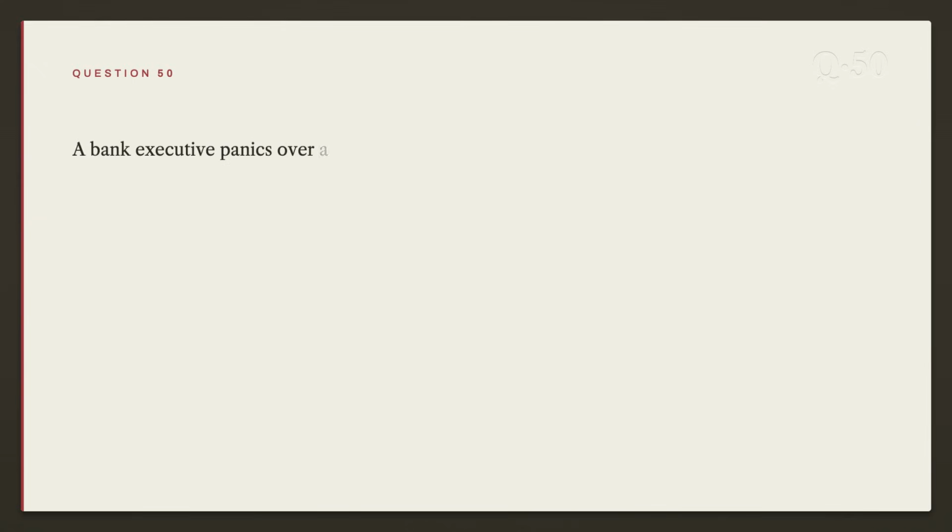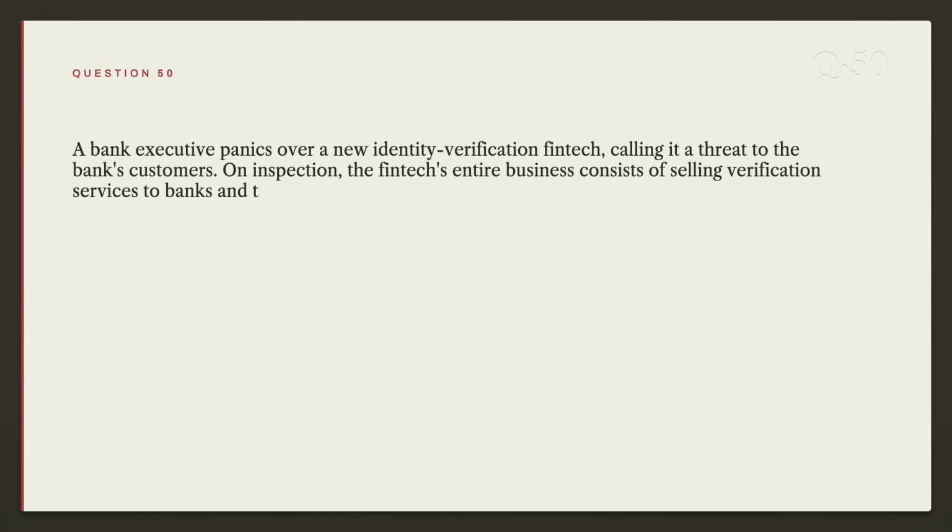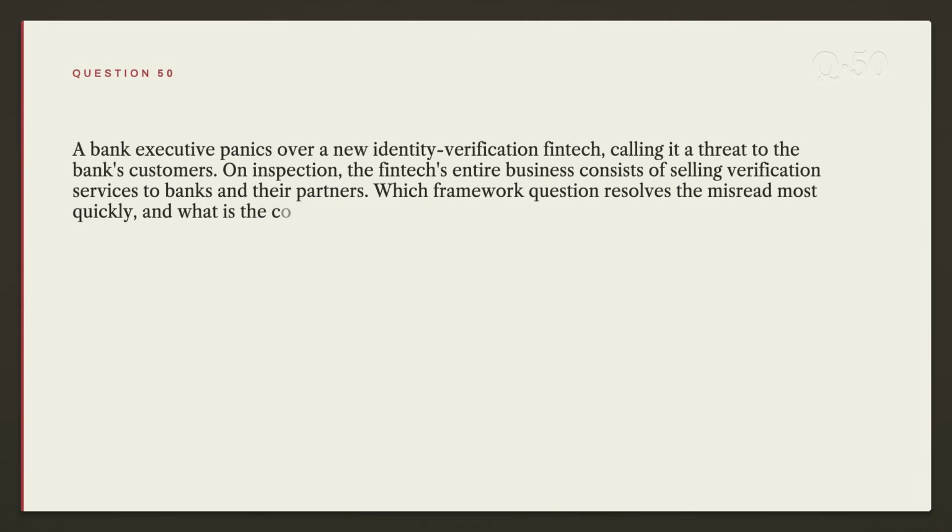Question 50. A bank executive panics over a new identity verification fintech, calling it a threat to the bank's customers. On inspection, the fintech's entire business consists of selling verification services to banks and their partners. Which framework question resolves the misread most quickly, and what is the correct classification?